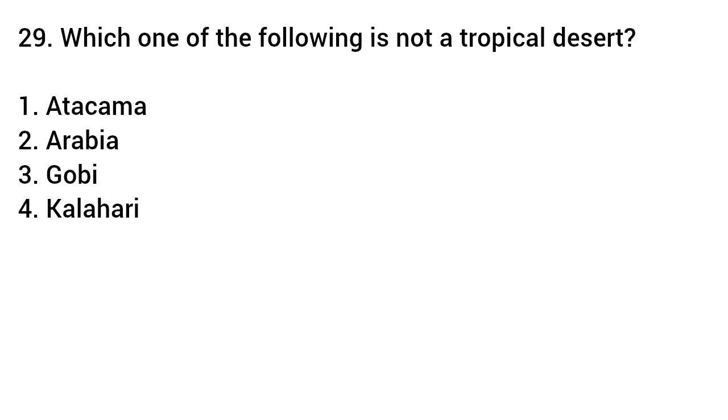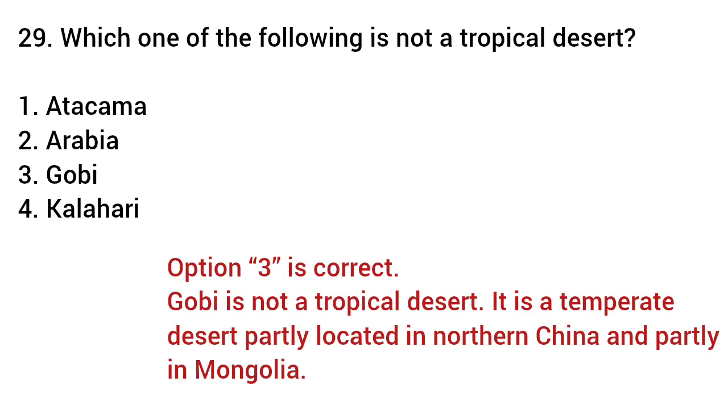Which one of the following is not a tropical desert? Answer. Option 3 is correct. Gobi is not a tropical desert. It is a temperate desert partly located in northern China and partly in Mongolia.